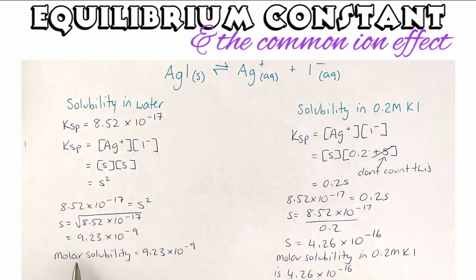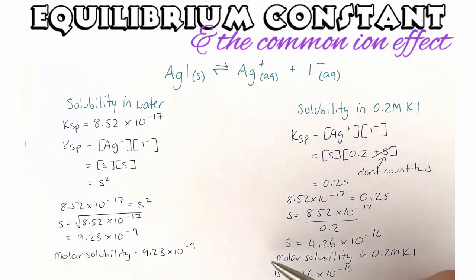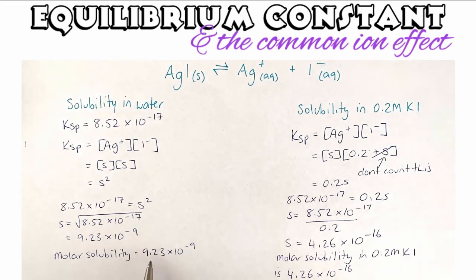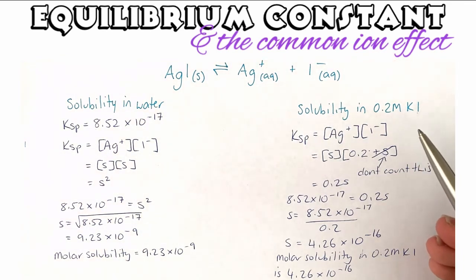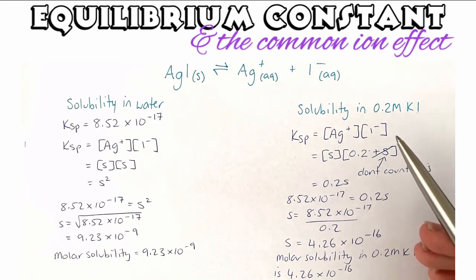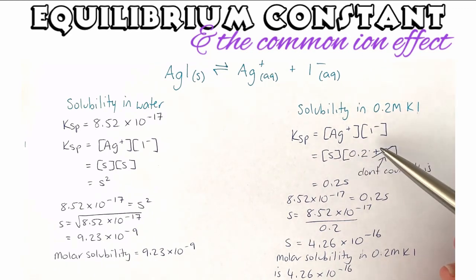Now, if you compare the molar solubility in water to the molar solubility in potassium iodide solution, we can see it's as we would have expected. There are more ions being able to be dissolved into the water than there is in the potassium iodide solution because of the common ion effect. Because there are already the iodide ions in solution, we have much less that are able to dissolve into that solution.